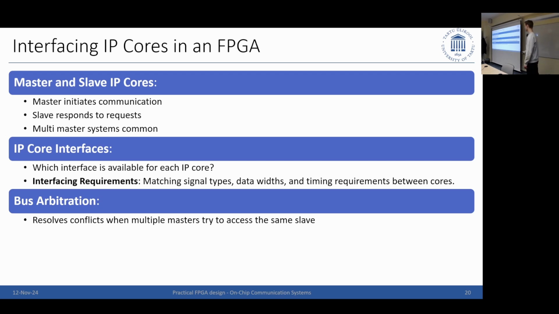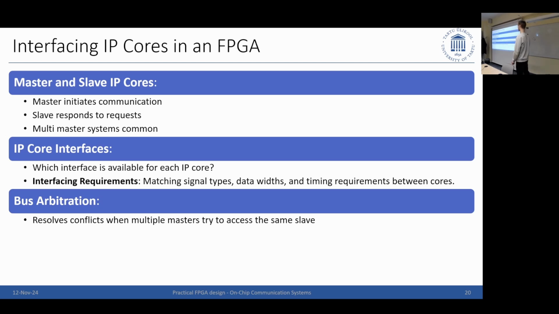In general, we use this, as I said, to interface IP cores and FPGAs. Just some general things: masters and slaves. The master initiates communication, so the slave just responds to the request. I think that's common knowledge, I hope, in this course.